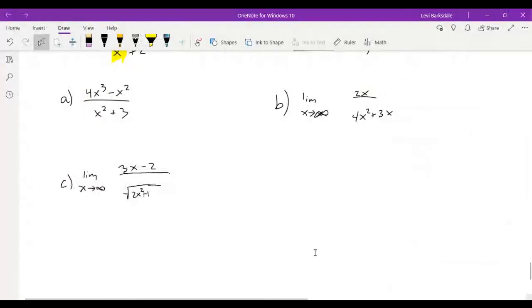Infinity, 0, and 3 over the square root of 2. That is correct. For this first one, we can see we've got a top-heavy function, so its limit is infinity. For the second one, we've got a bottom-heavy function, so its limit is 0.